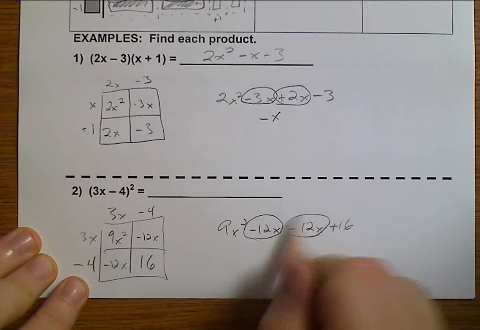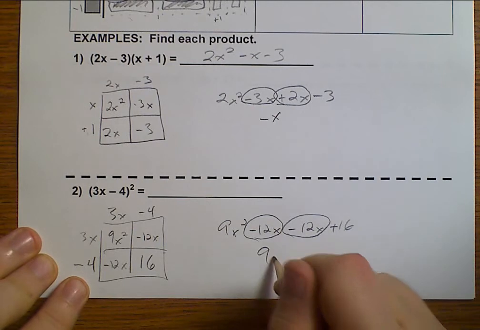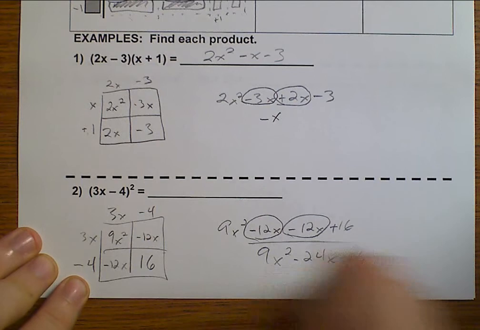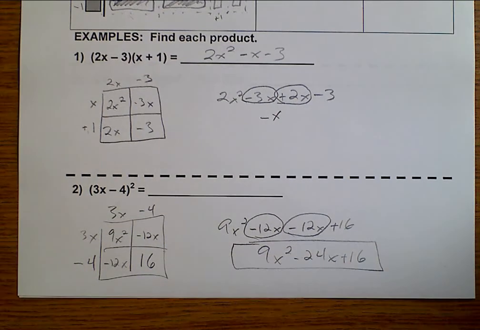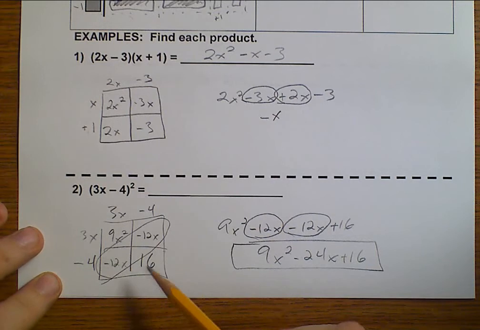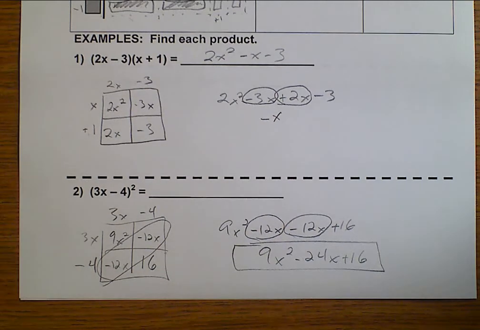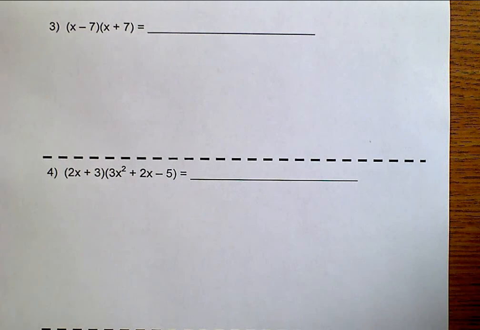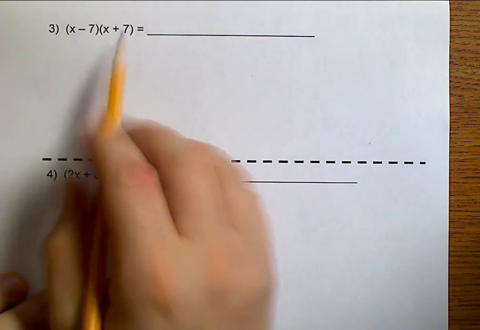Again, I have some similar terms, which gives me 9x squared minus 24x plus 16. Now, what I've been doing is I've been writing them all out. You may actually take a shortcut, circling like terms and combining them as you write them out. I'll go ahead and show you that process on number 3. Actually, I'll wait and show you that process on number 4 because I want to show you something special about number 3.